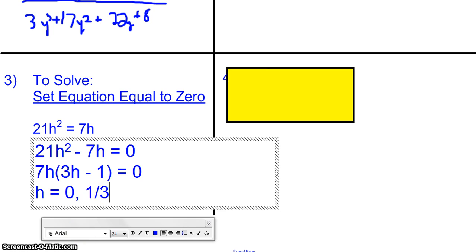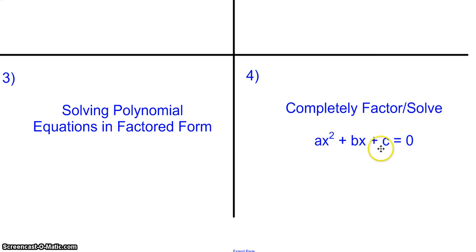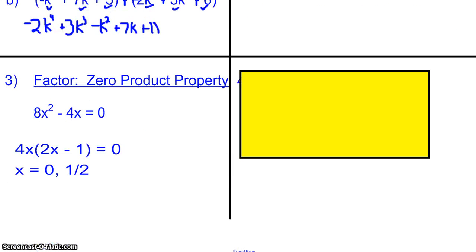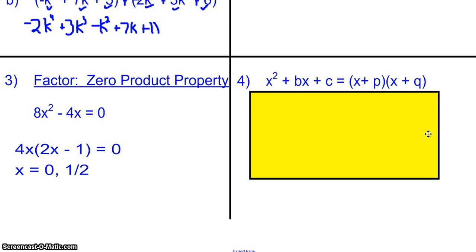Good job. Okay, finally, we could say that in our last section we had to completely factor and solve trinomials, and even 4-term polynomials. So let's see what we did first. We looked at some actual examples before we looked at the rule, remember? And that's because the rule is really tricky.